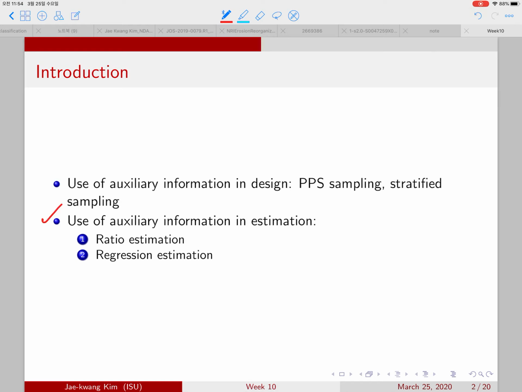Now, we want to use auxiliary information in the estimation stage. Examples include ratio estimation and regression estimation. So we'll study ratio estimation first, and regression estimation will be covered next week.